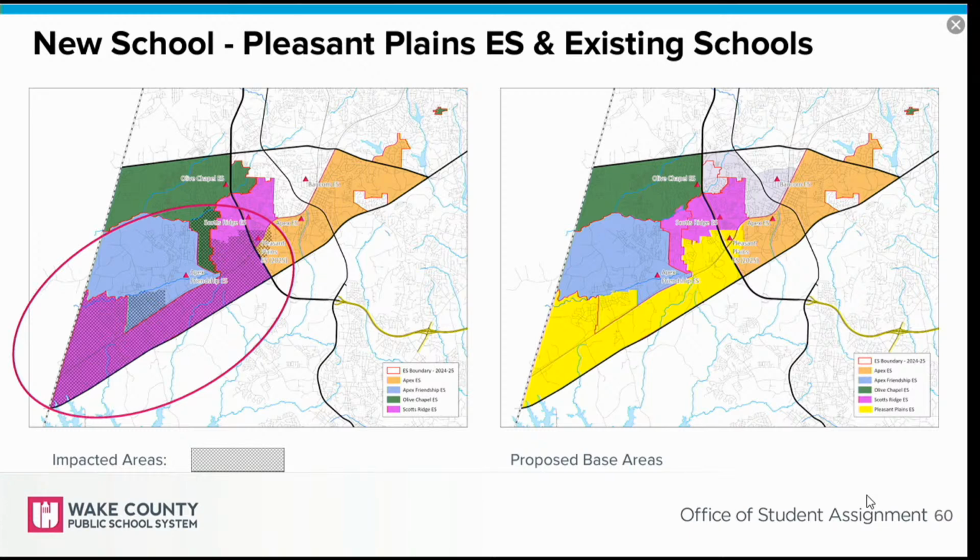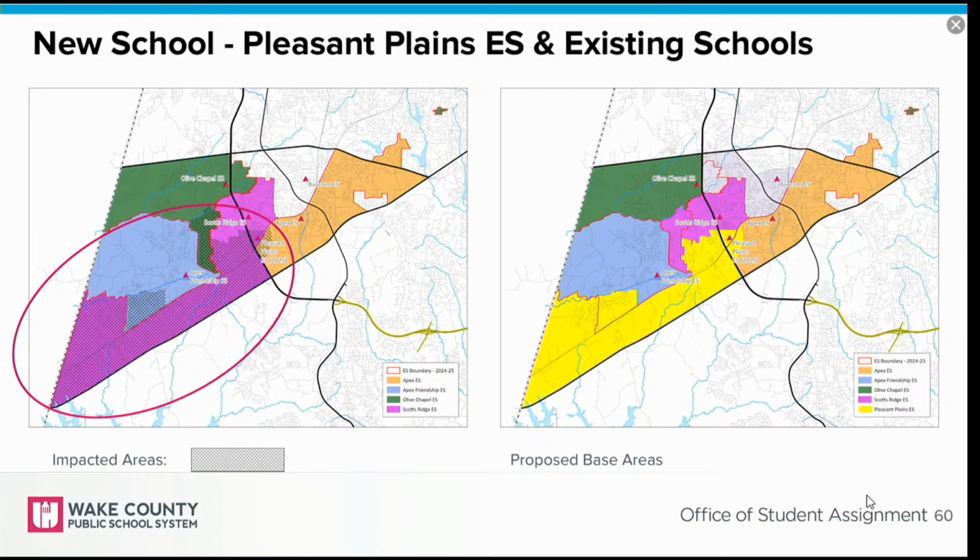So this dark pink area is currently a part of Scotts Ridge Elementary's attendance area, but with Pleasant Plains being located here, we're recommending taking that southern portion of the attendance area and making it part of Pleasant Plains. We are also recommending that this existing neighborhood in the Apex Friendship Elementary base attendance area become part of the Pleasant Plains base attendance area. We do recognize that that's an existing neighborhood, so that'll bring its own challenges. As a result, Scotts Ridge will be a little bit too small because of that impact by taking away this portion of its attendance area.